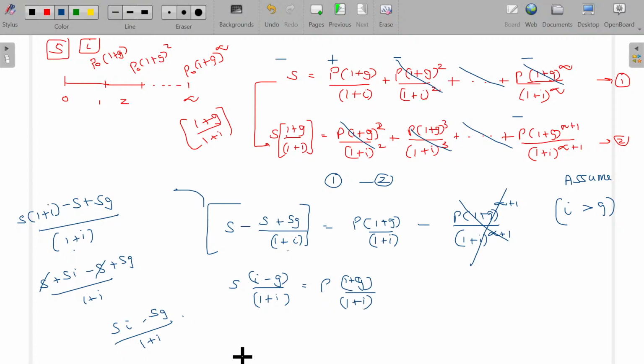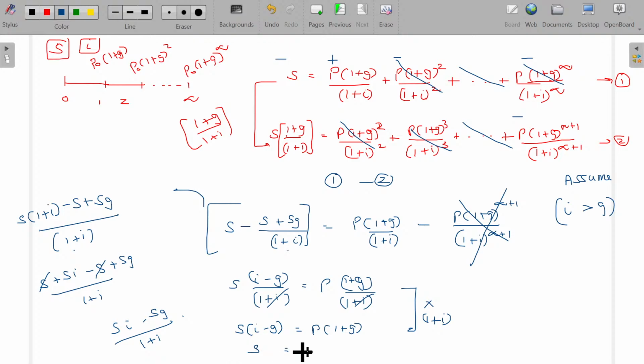Okay. If I multiply with 1 plus I both the sides, what happens? You will get S into I minus G is equal to P into 1 plus G. If I multiply 1 plus I on both sides, this one will be cancelled, leaving S into I minus G on one side, and the other side P into 1 plus G.